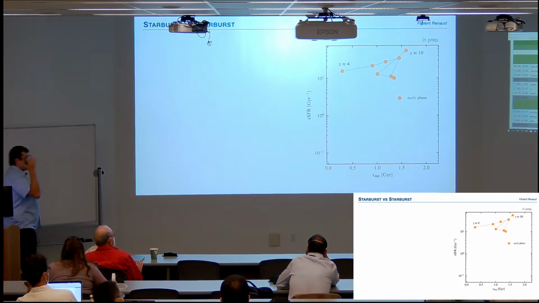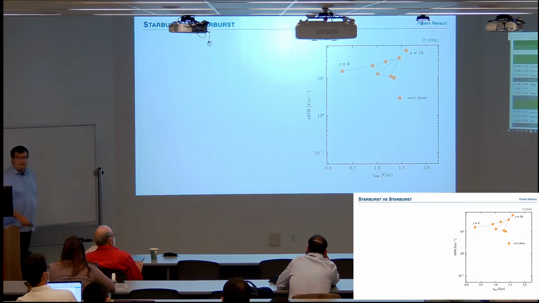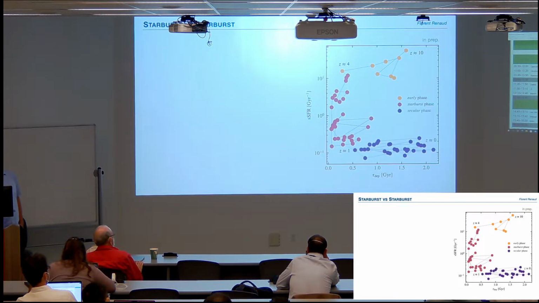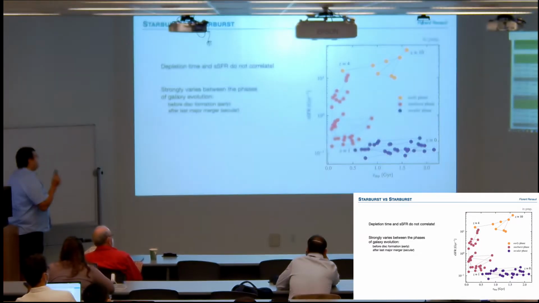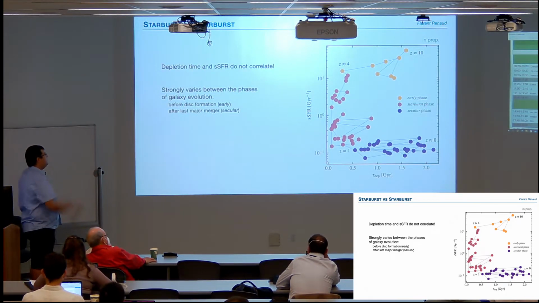If we look at this simulation, we can identify different phases. So the first, what I call the early phase, between, say, redshift 10 and redshift 4, not much of a correlation between the two quantities. It's kind of a mess. It gets worse later in the starburst phase. We have short depletion times, but really no clear correlations between the two. And it doesn't get any better after the last major merger, in the secular phase of evolution. So that tells us that the depletion time and specific star formation rate do not correlate. It strongly varies between the phases of galaxy evolution, between the disk formation after the last major merger, and the starburst growing phase.